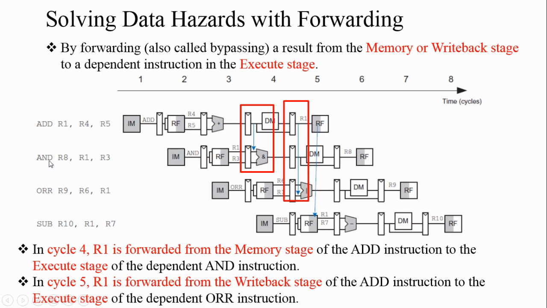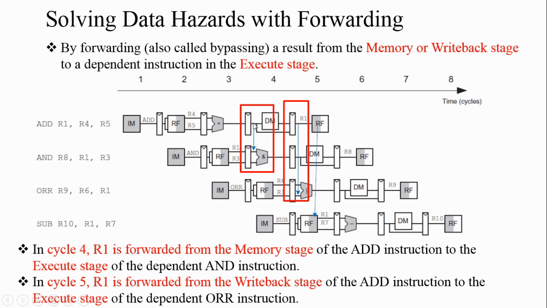For example, here you are using and r8, r1, r3. This is a memory stage, this is a write back stage. From the memory stage, before reaching the write back stage, you are directly forwarding it to the execute stage of the next instruction. And for the following instruction, you are forwarding directly from the write back stage, before writing into the register, into the execution stage of the second instruction, right?